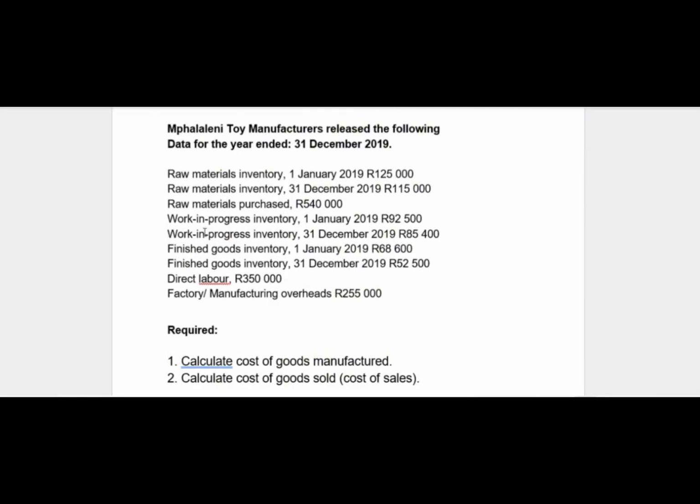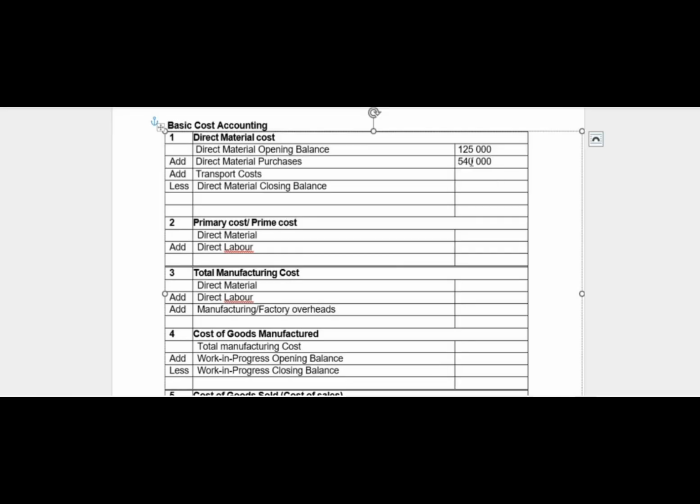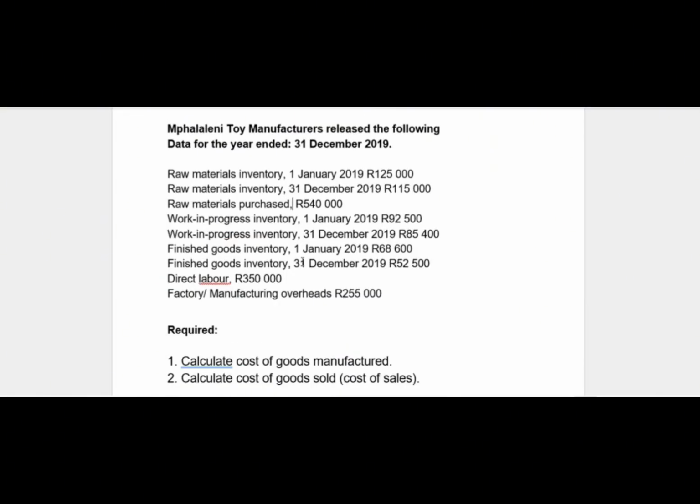As we look at our information, we do not have transport, right? If we don't have transport, it means the transport is zero. If it's not there, it's not there. Don't assume your own price when it's not there, even in the test. You just have to know, okay, I've checked my information, transport cost is not there, we put 0, and we proceed. So we are going to look for direct material closing balance, which is the raw materials inventory on 31st December 2019, because this is the closing date. That's where we find our closing, which is 115,000.